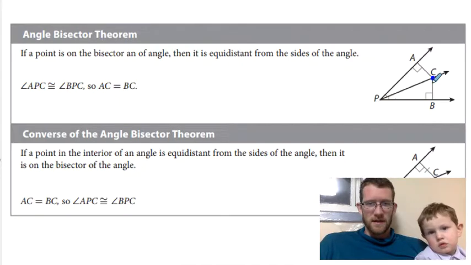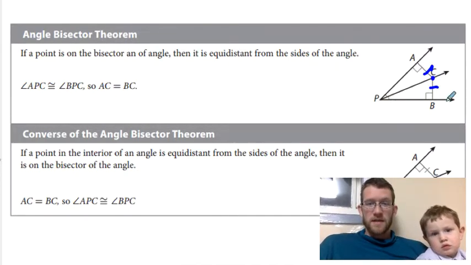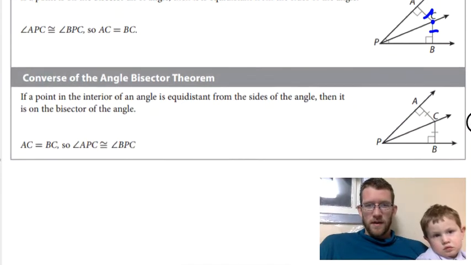And this kind of makes sense if we think about it. So we could say that these two segments are congruent. Similarly, we can say that the converse is also true. If point C is equidistant from these two sides, we can say that PC is an angle bisector, so that it divides these two angles evenly. Okay, we'll do some examples.